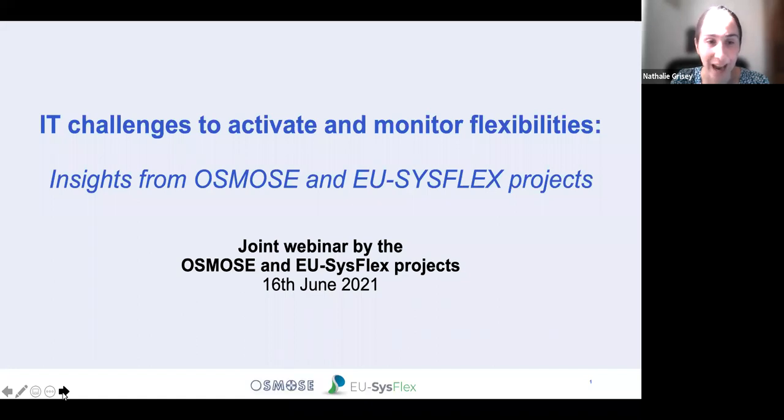Today, the topic is IT challenges to activate and monitor flexibilities. Indeed, digitalization is a key enabler in our evolving power system. We are developing a lot of new solutions to decarbonize our power system, and most of them are relying somehow on digitalization, and we are facing new challenges, and of course, we're developing solutions to address those challenges. Next slide, Christina, please.